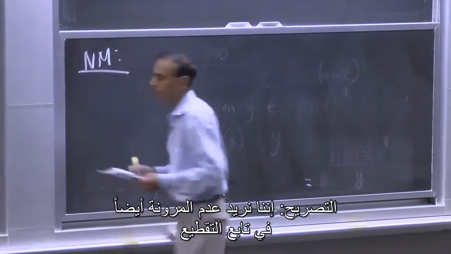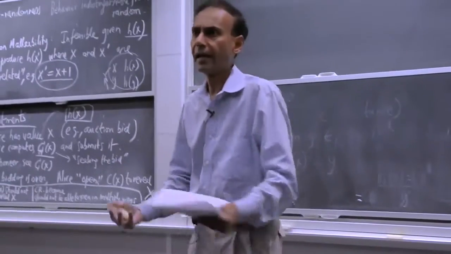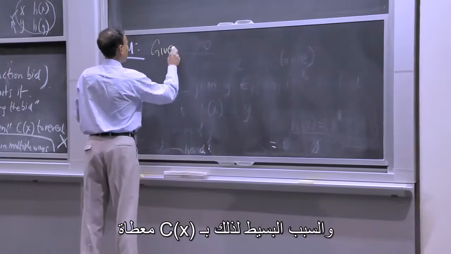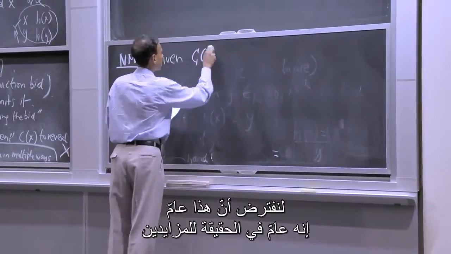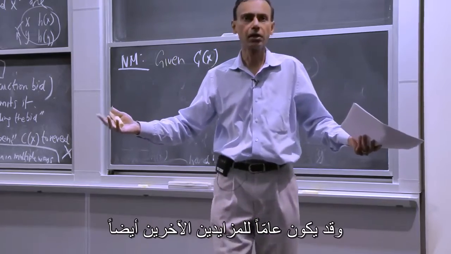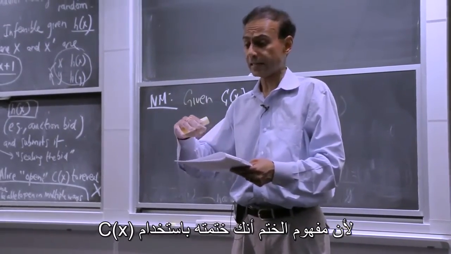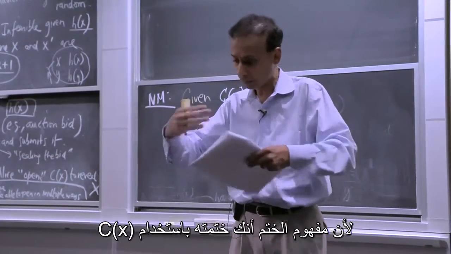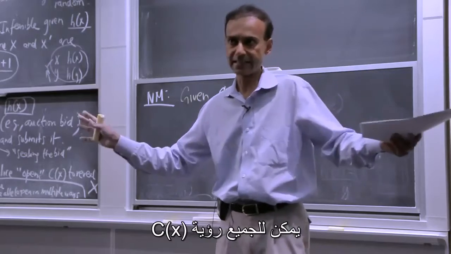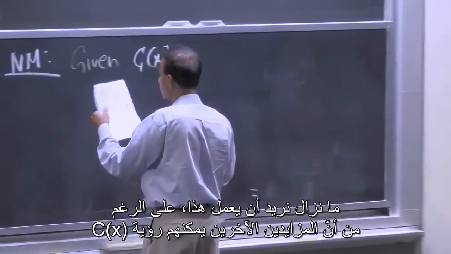So the claim is that you also want non-malleability in your hash function, and the simple reason is, given C of x, and let's assume that this is public. It's certainly public to the auctioneer, and it could be public to the other bidders as well, right? Because the notion of sealing is that you've sealed it using C of x, but people can see the outside of the envelope, which is C of x, right? So everyone can see C of x.